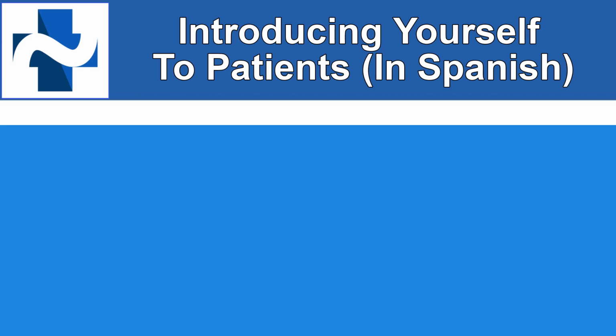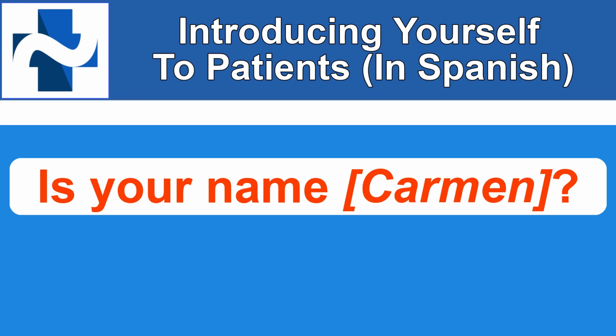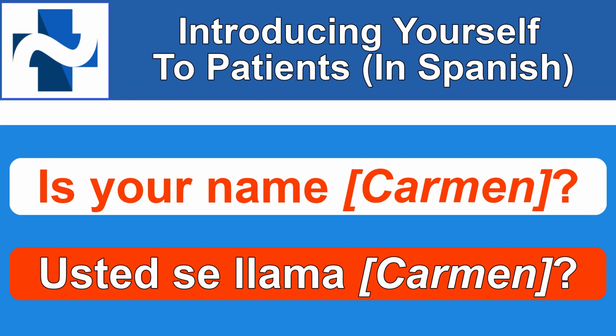All right, so the next part is something I usually do in the emergency room because it makes a lot of sense there, and that is I confirm their name. Is your name such and such? So how would you say, is your name Carmen? ¿Usted se llama Carmen? ¿Usted se llama Carmen?